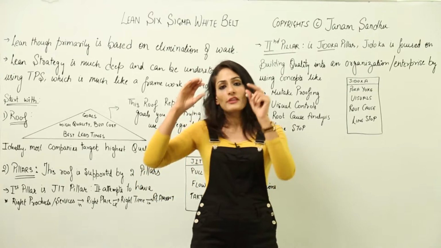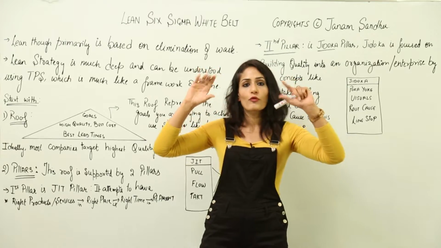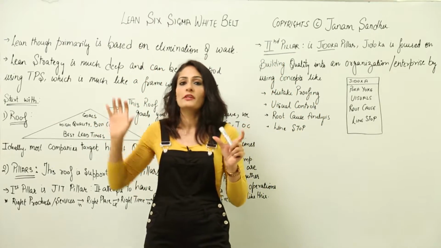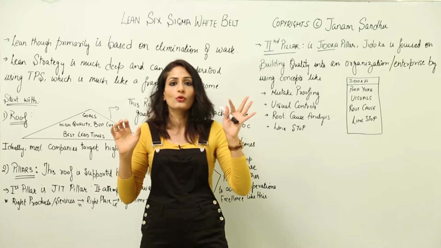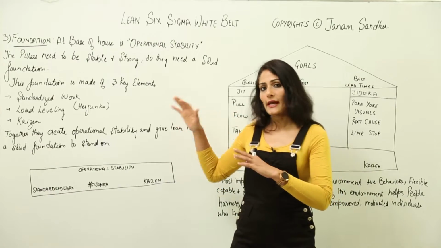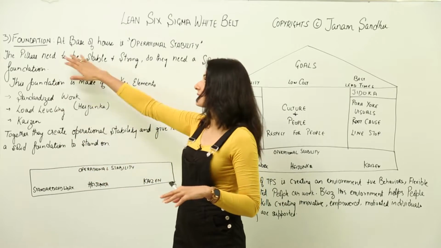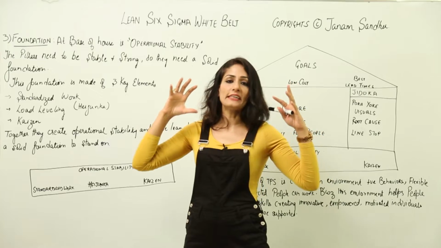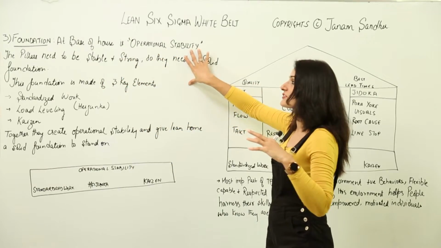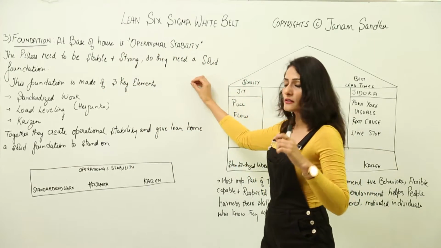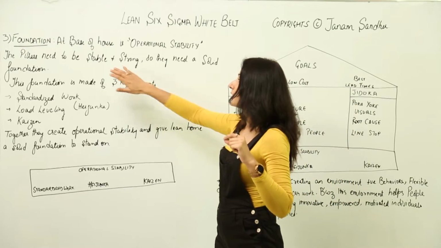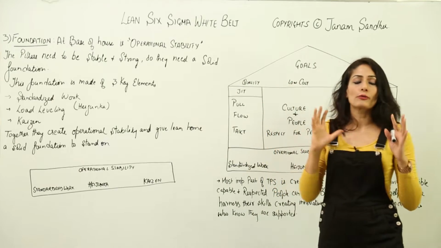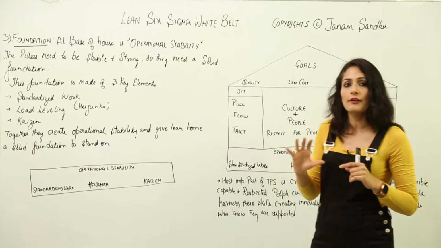So basically, till now what we have understood is that the house of quality has a roof, which is our goals, and it is supported by two pillars, that is Just-in-Time and Jidoka. Moving to the third and the last component of a house, that is the foundation. Now at the base of our TPS or our Lean house is operational stability, right? So the pillars, that is Just-in-Time and Jidoka, need to be stable and strong, so they need a solid foundation.